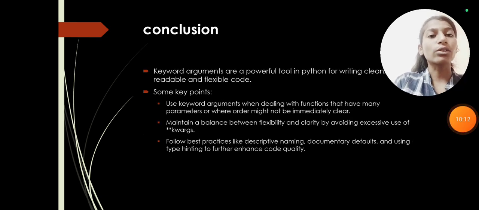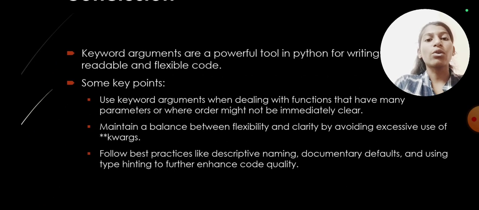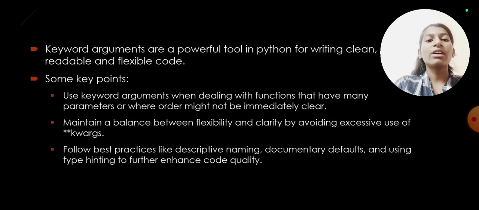At last, I conclude that keyword arguments are a powerful tool in Python for writing clean, readable and flexible code. Some key points are: use keyword arguments when dealing with functions that have many parameters or where order might not be immediately clear. Maintain a balance between flexibility and clarity by avoiding excessive use of **kwargs. Follow best practices like descriptive naming, documenting defaults, and using type hinting to further enhance code quality.